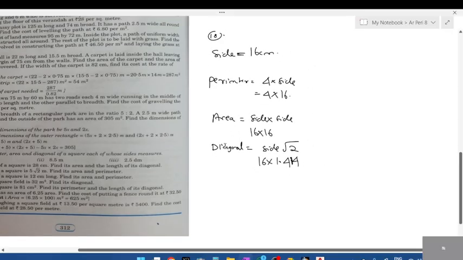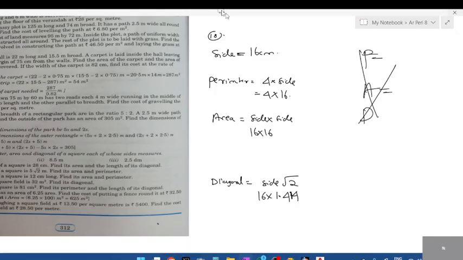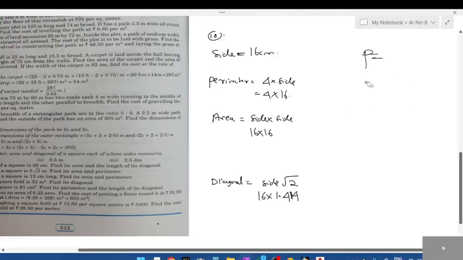That's it. Perimeter, area. And I saw most of the students are writing P is equal to, A is equal to, D is equal to. Don't write like this. Write it in words. Write full words: perimeter, area, diagonal. If not, they'll reduce marks.